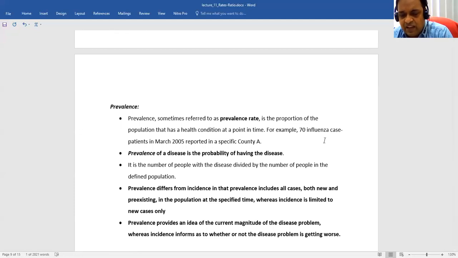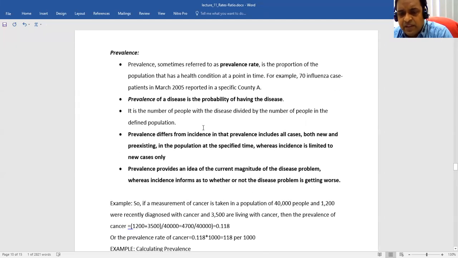Suppose in the last 2 months, how many people have already been identified as affected by coronavirus or COVID-19? Divided by the total population, we can get the prevalence rate of coronavirus in that month. So this is the prevalence rate that is prevailing in the population.